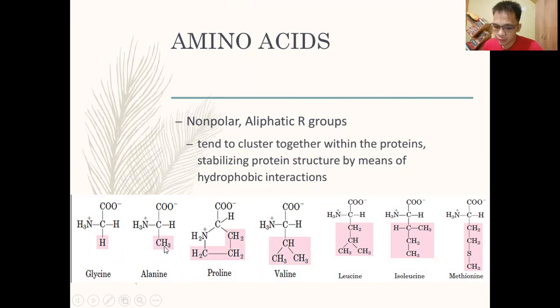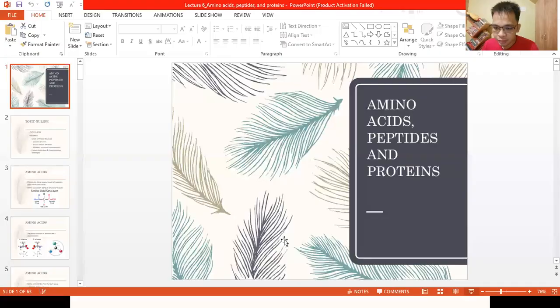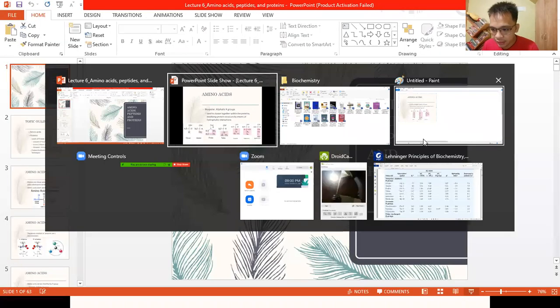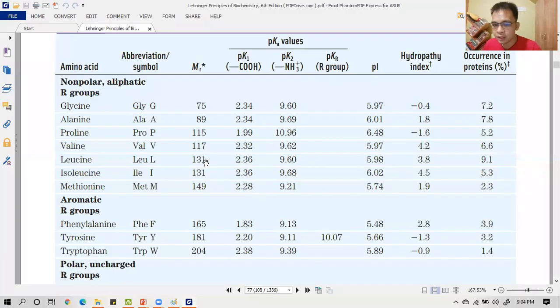And we all know that the CH group has a hydrophobic property, which was discussed in your organic chemistry, because these are non-polar, while water is polar. And here are their R groups in their side chains. For their 1-letter and 3-letter symbols, just screenshot this PDF here. Here are the 1-letter and 3-letter symbols. So these are glycine, alanine, proline, valine, leucine, and isoleucine.